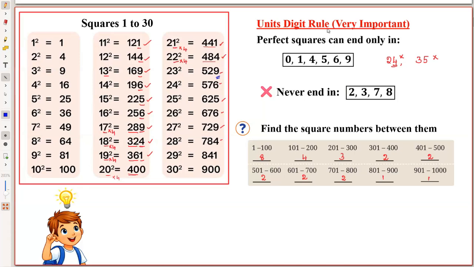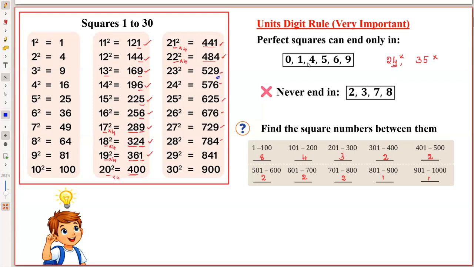Next, unit digits rule. A perfect square can end with only 0, 1, 4, 5, 6 or 9. It never ends with 2, 3, 7, 8. So you have to remember only this. The perfect square number should not end with 2, 3, 7, 8.